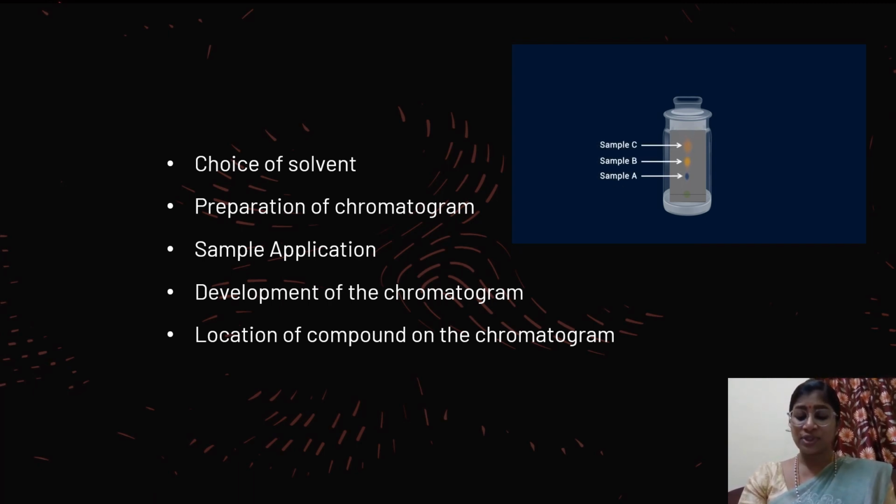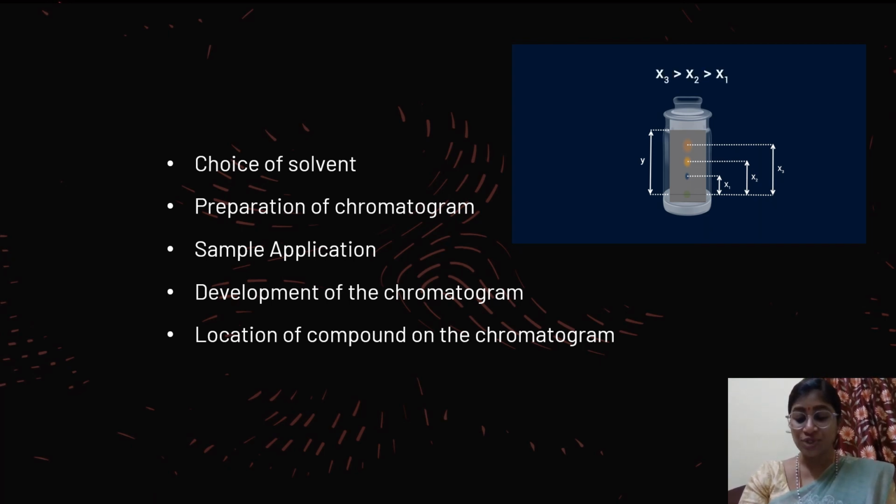The sample is mixed with a small amount of a radioactive isotope and applied on the plate. The radioactivity is measured by a Geiger-Muller counter after development. They may be detected by autoradiography also.